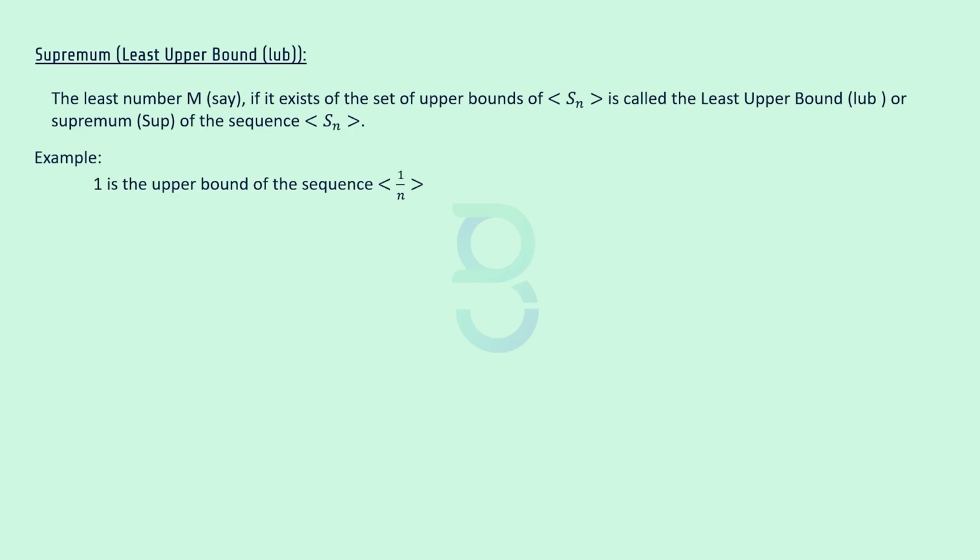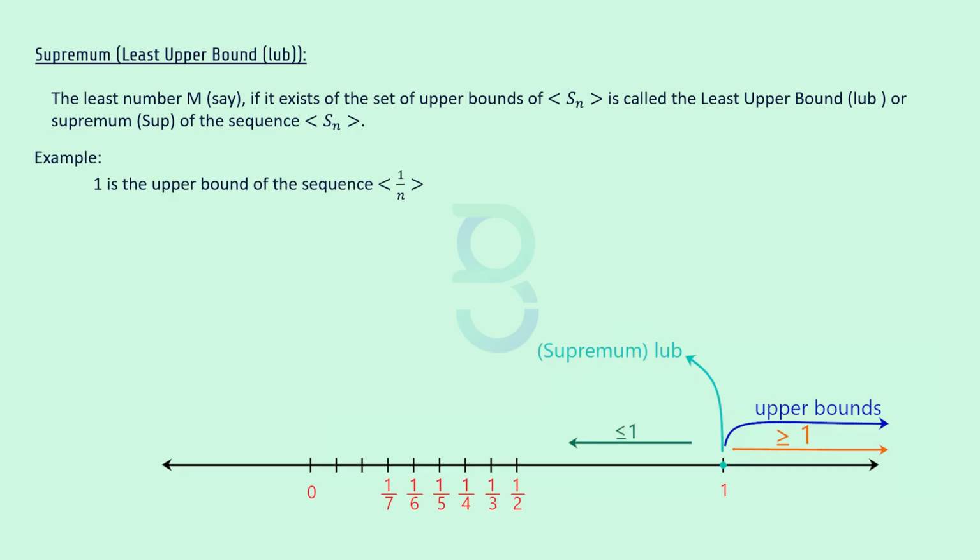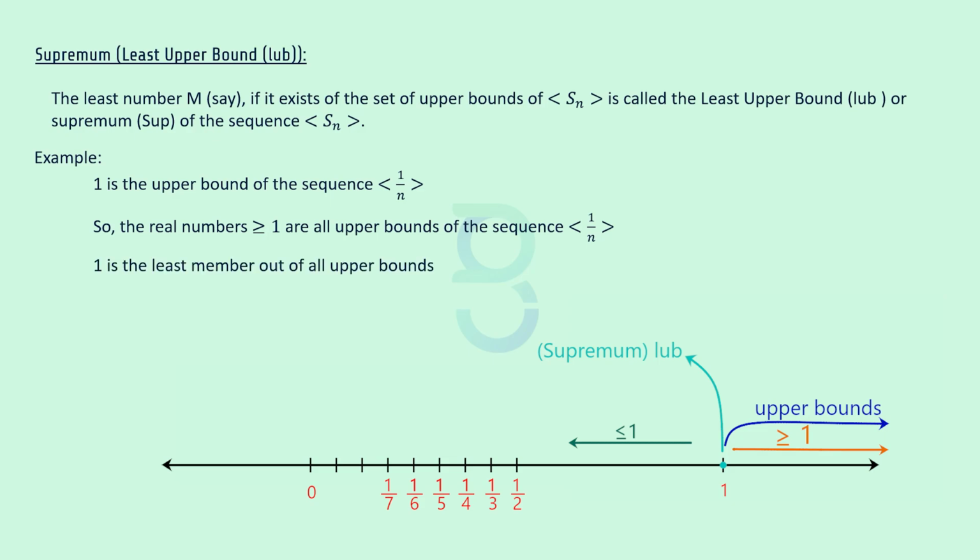Example. 1 is an upper bound of the sequence 1 by n. So, the real numbers greater than or equal to 1 are all upper bounds of the sequence 1 by n. 1 is the least member out of all upper bounds. So, the supremum of the sequence 1 over n is 1.